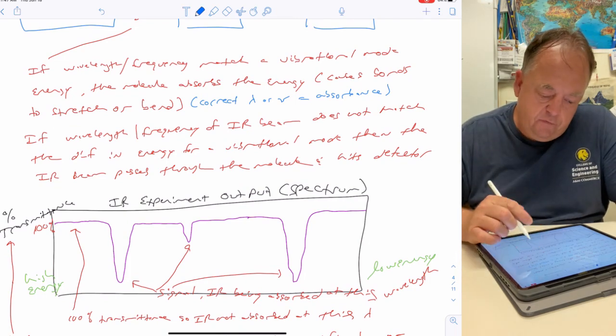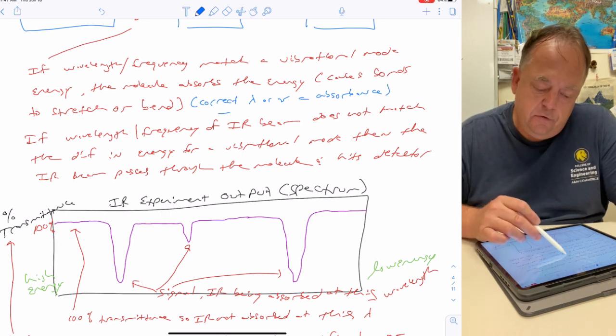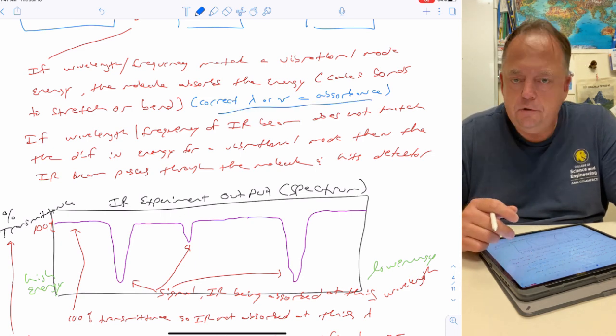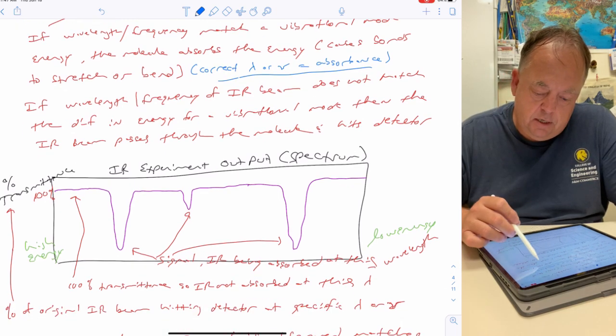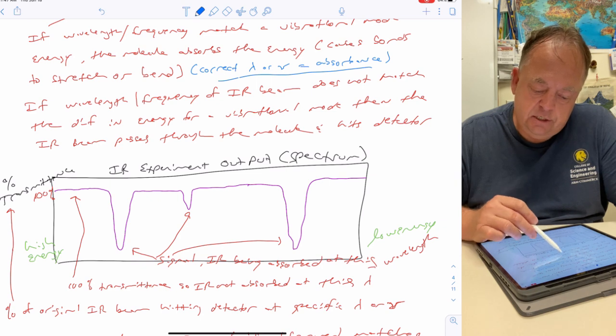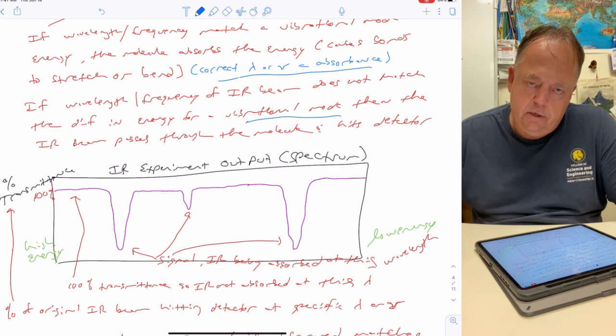Okay, so if the wavelength or frequency matches the vibrational mode, then the molecule absorbs the energy, which causes bonds to stretch or bend. So if the wavelength is at the correct frequency, then you have absorption. And if the wavelength or frequency does not match one of the differences in energies in the vibrational modes, then the IR beam passes through the molecule and hits the detector.